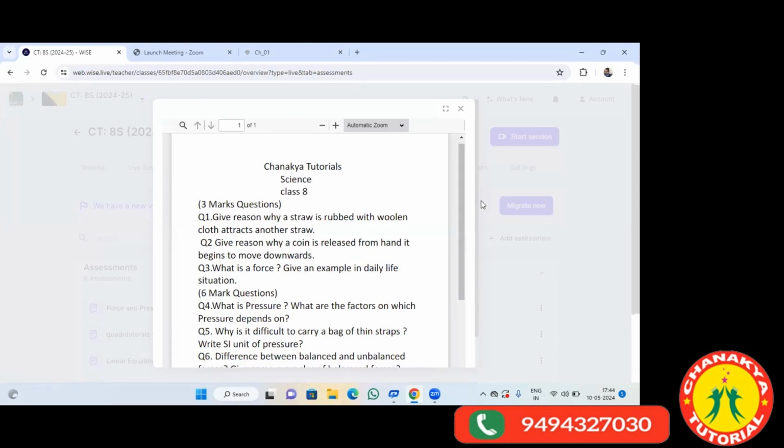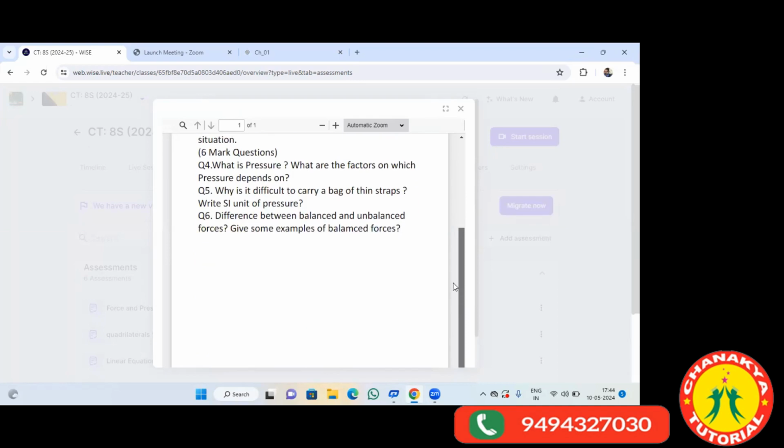The second question was on gravity, right? Give a reason why a coin released from hand begins to move downward. That is gravity. Okay. Any other question? Anyone has any doubt? You can see you have all the questions here.